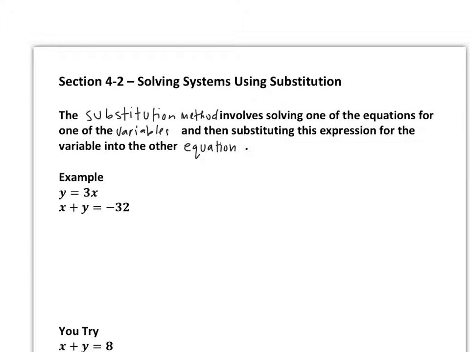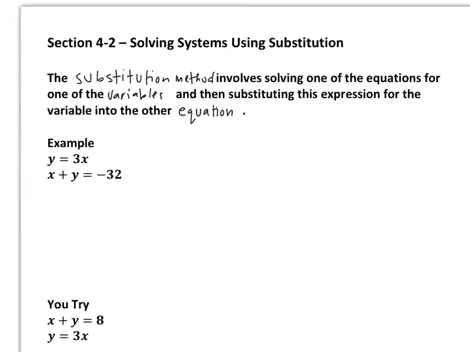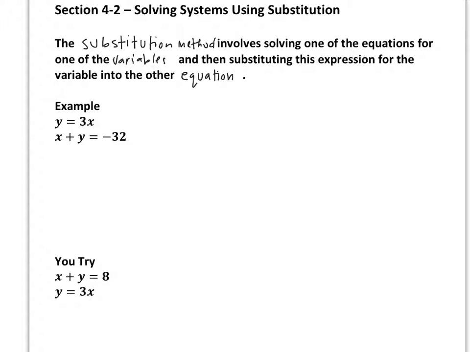Okay, so the substitution method involves solving one of the equations for one of the variables and then substituting this expression for the variable into the other equation. All right, so let's take an example of what this is going to look like here. In your first example, you'll see we have the two equations, y equals 3x and x plus y equals negative 32. So I want to be able to substitute one of these equations into another equation.